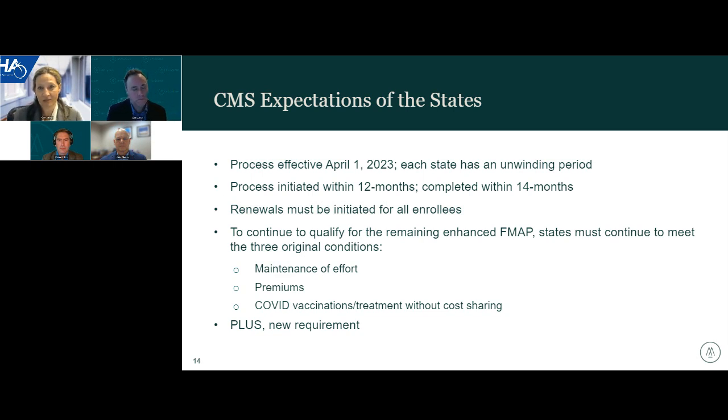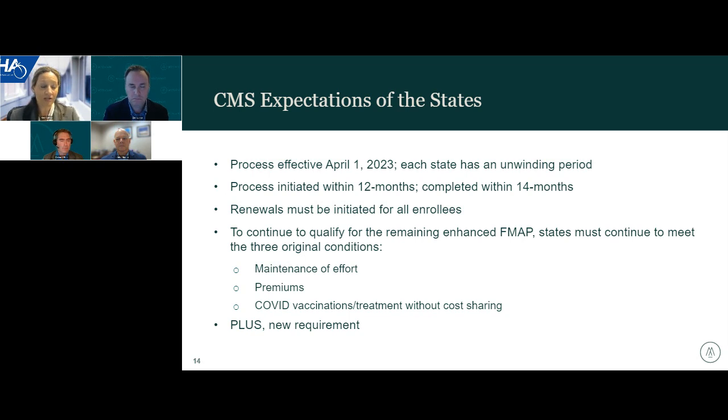The easy example for that is somebody who got on Medicaid during the public health emergency because they were pregnant. At the time it was 6 months, we've expanded it to a year, but once that draws to a close, then they're no longer eligible.